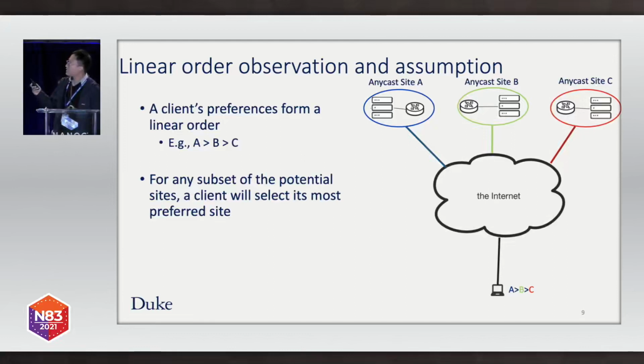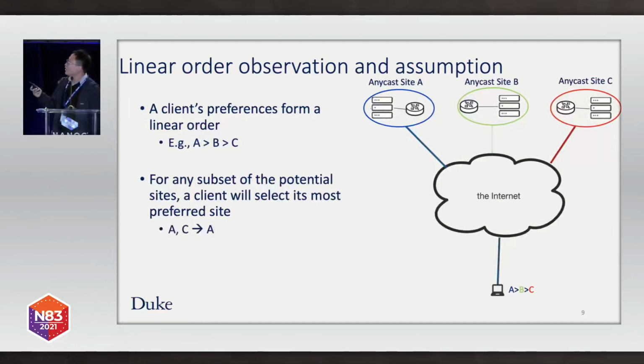It has 3 Anycast sites, which will potentially announce the prefix. We tried all possible combinations of those sites, and we found that the client selects the optimal catchment site following that linear order. That means the client will prefer Anycast site A the most, then B, and it dislikes Anycast site C the most. With this total order, we have the capability to predict the catchment site for any possible combination of those sites.